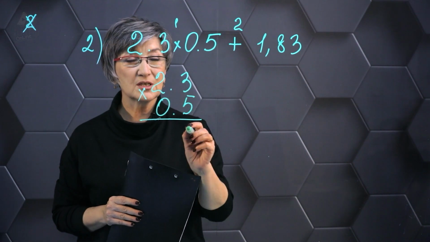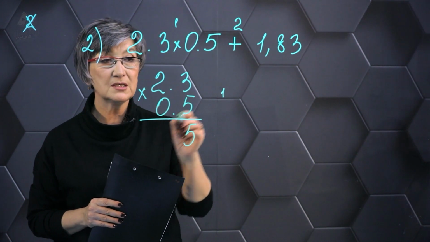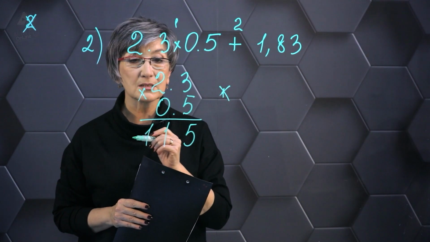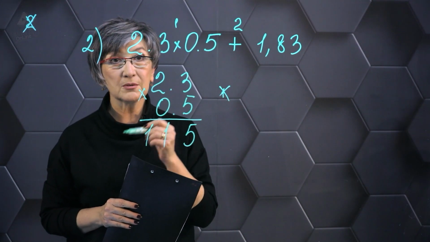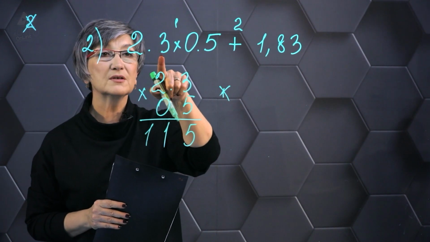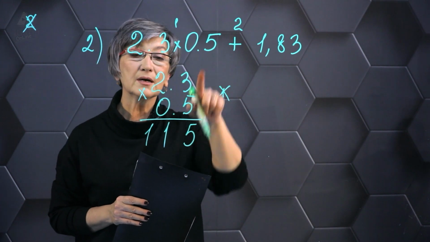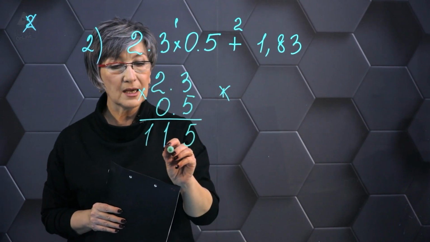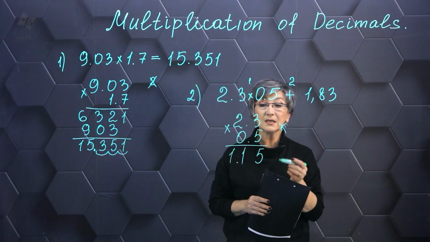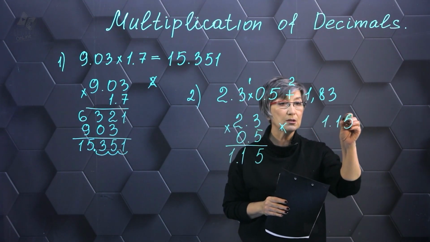Multiply. 5 times 3 is 15. Write 5, memorize 1. 5 times 2 is 10. And the 1 we had to memorize gives us 11. We will not multiply by 0, because when we multiply by 0, we get 0. We count the number of decimal places after our dot, 1 and 1. So I separate the 2 decimal places. The result is 1.15. Now 1.15 plus 1.83.